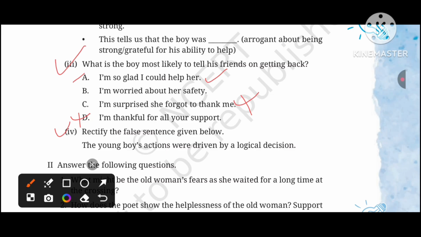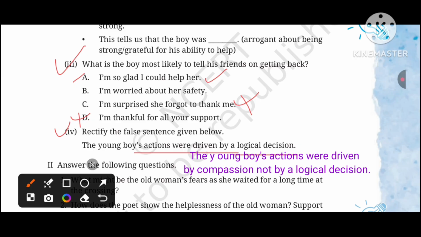Rectify the false sentence given below. Correct the false sentence. The young boy's actions were driven by a logical decision. No, there was no logic, there was no profit for the boy. The young boy's actions were driven by compassion, or you can say kindness.